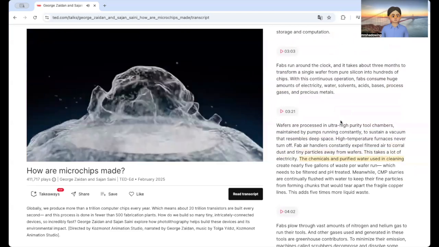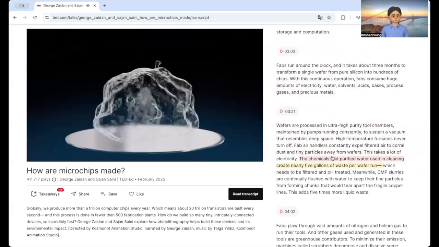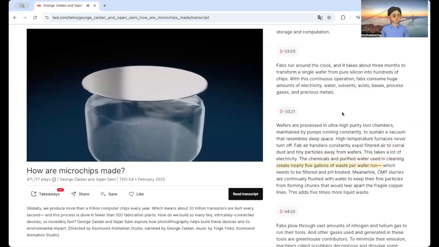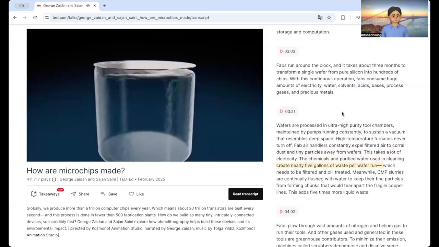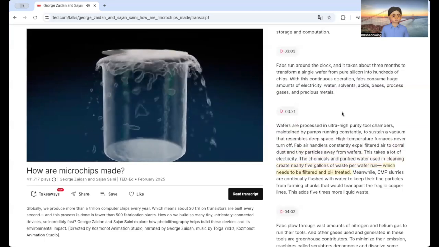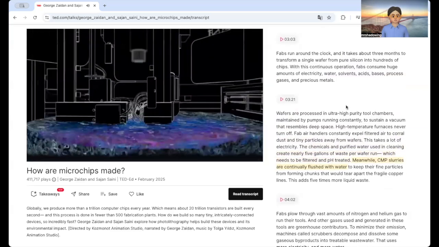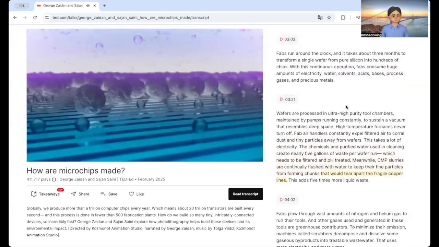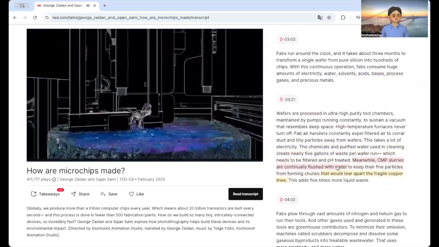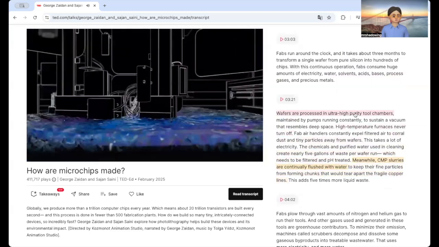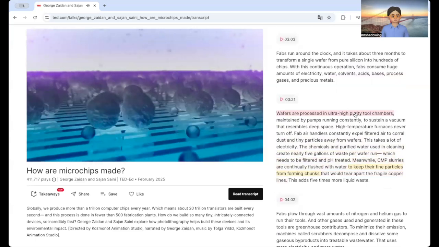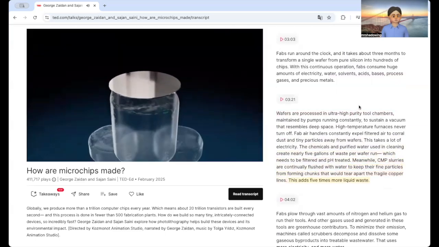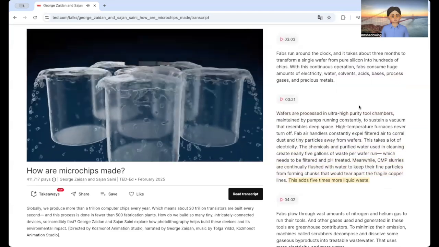The chemicals and purified water used in cleaning create nearly 5 gallons of waste per wafer run, which needs to be filtered and pH treated. Meanwhile, CMP tools continually flush with water to keep their fine particles from forming chunks that would tear apart the fragile copper lines. This adds 5 times more liquid waste.